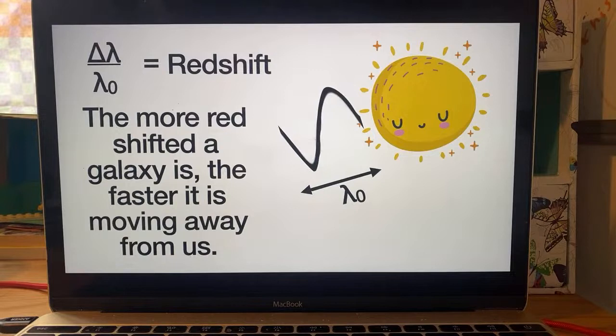If you picture an ambulance, the faster it goes away from you, the longer the sound wave would be, so the lower it would sound, right? The faster the things are moving away from us, the bigger the redshift.